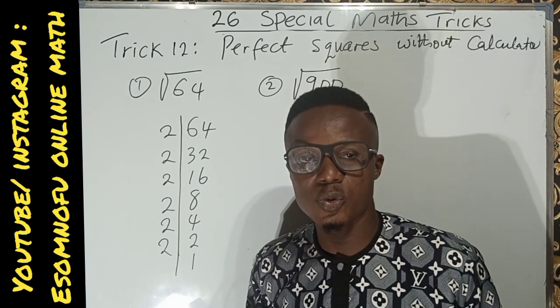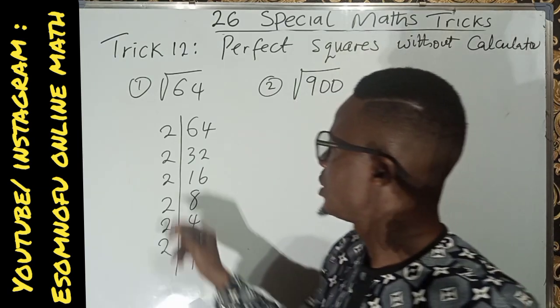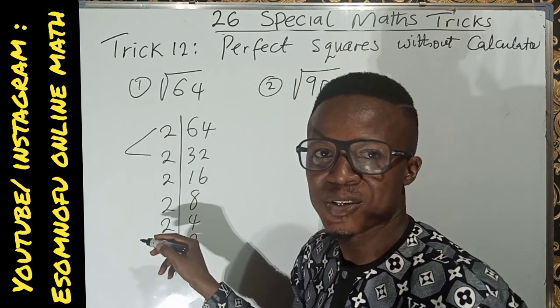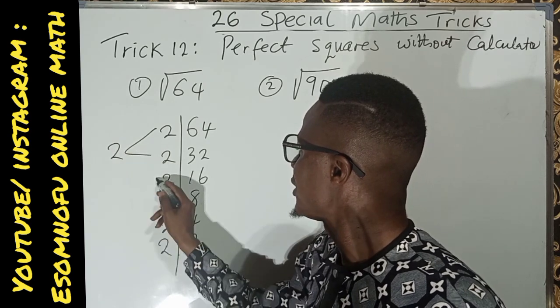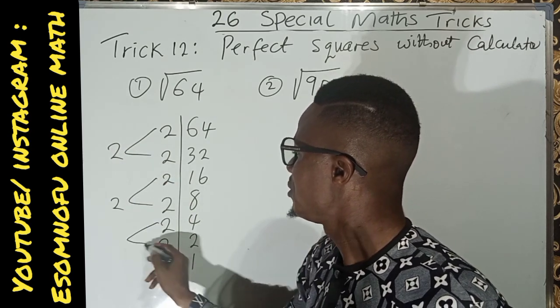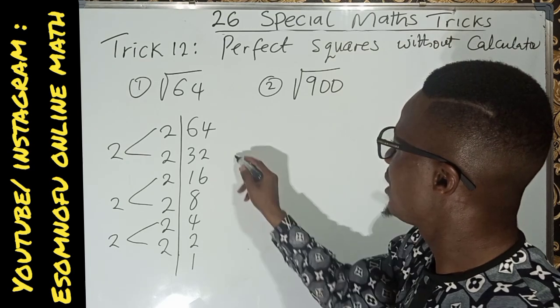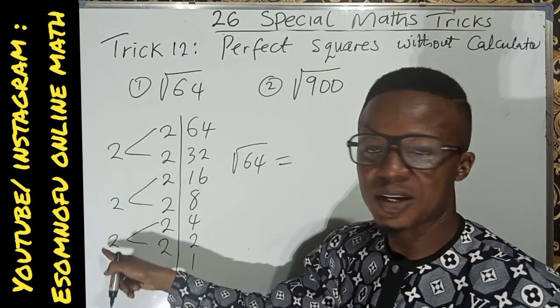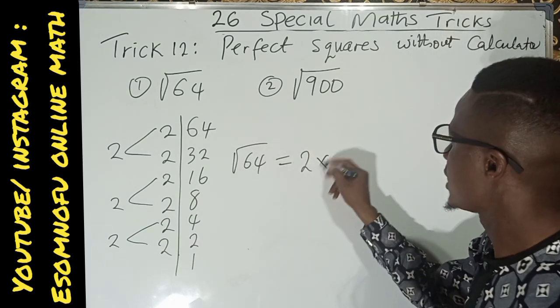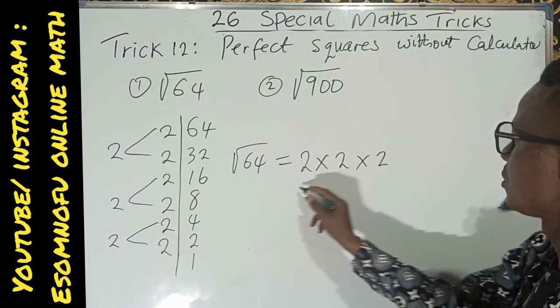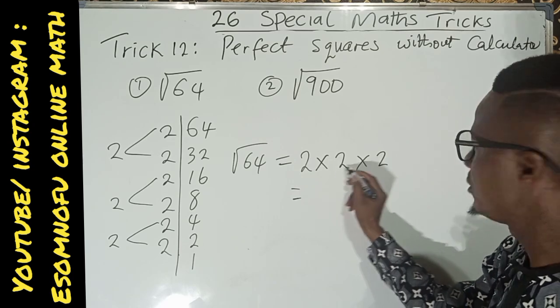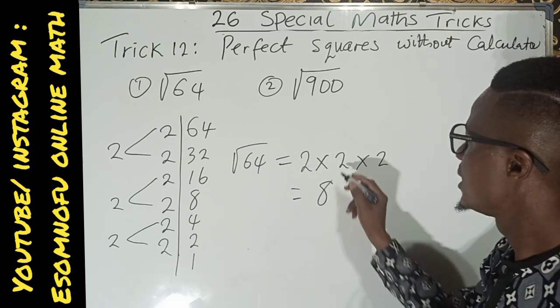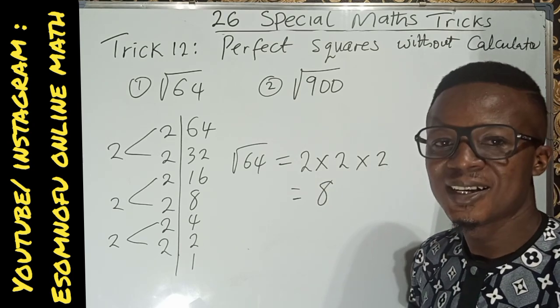Because it is square root, it means double. Square is double. That's why you have P square as a musician. So if you get double, you call it 2. If you get double, you call it 2. Therefore, the square root of 64 will now be 2 times 2 times 2. 2 times 2 is 4. 4 times 2 is 8. Hence, the square root of 64 is 8.